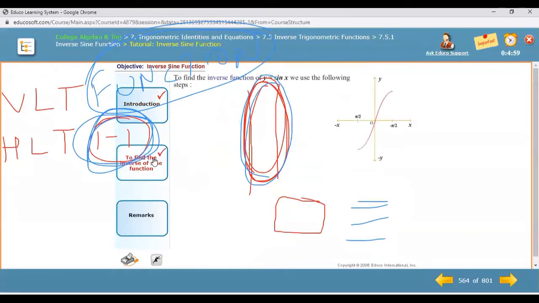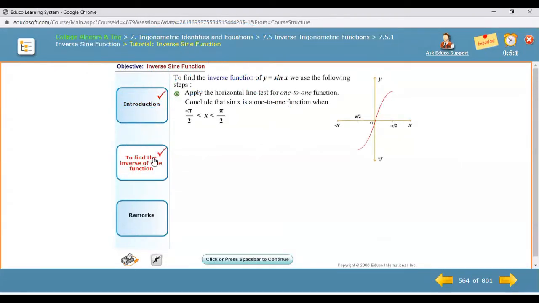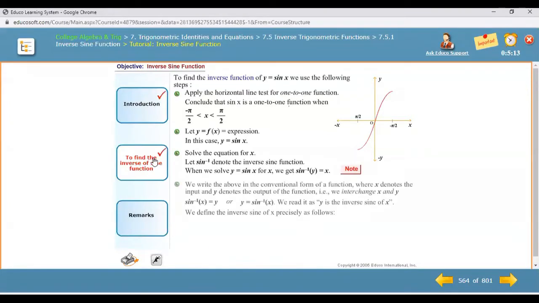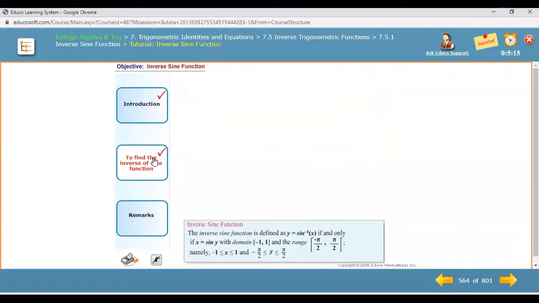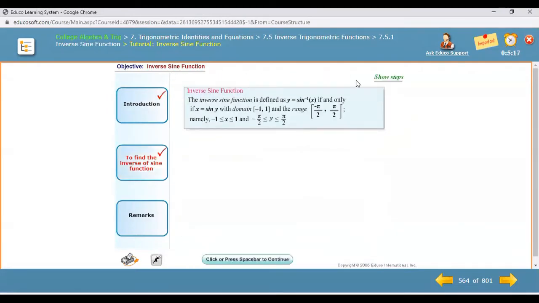Now let's find the inverse of the sine function. How to find the inverse? Since we are dealing with this -90 to 90, the first thing is to prove that the function is 1 to 1. Second, we use the 5-step rule. I hope you remember that 5-step rule. Let me go back.